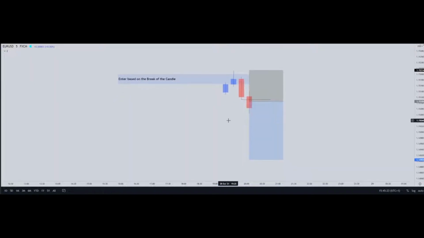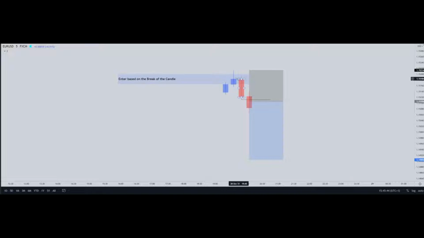Now here's something you can look at. This one is higher probability but not the best risk reward. It does depend on the candles and the time frame that you are on, and on spreads and so on. So for example, as you can see here, this is entering based on the break of the candle.